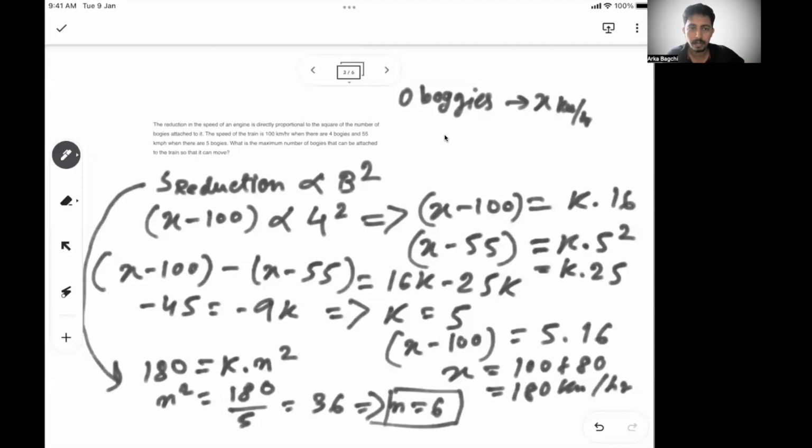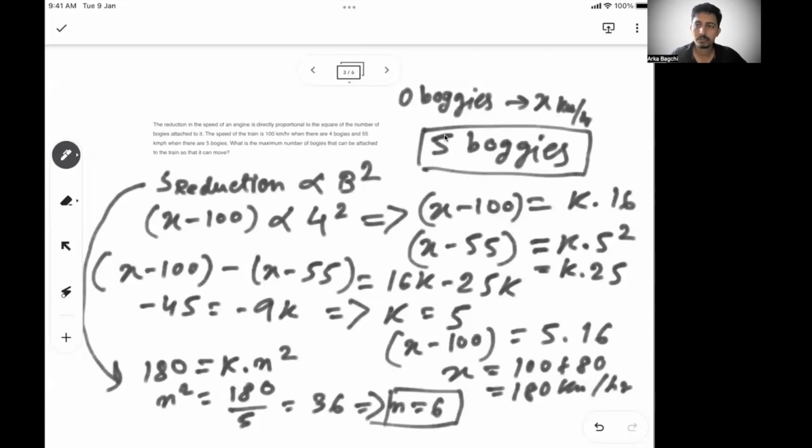So you cannot attach 6 bogies to it. Your answer should be: maximum you can attach 5 bogies so that the train can move. So again, understand this part very well. When we say we will attach 6 bogies to the train, the speed of the train will become 0. The question is, what is the maximum number of bogies that can be attached to the train so that it can move? If the speed becomes 0, the train will not be able to move. So you have to reduce 1 bogie so that the train can move and it is not stuck at a speed of 0 kilometer per hour.